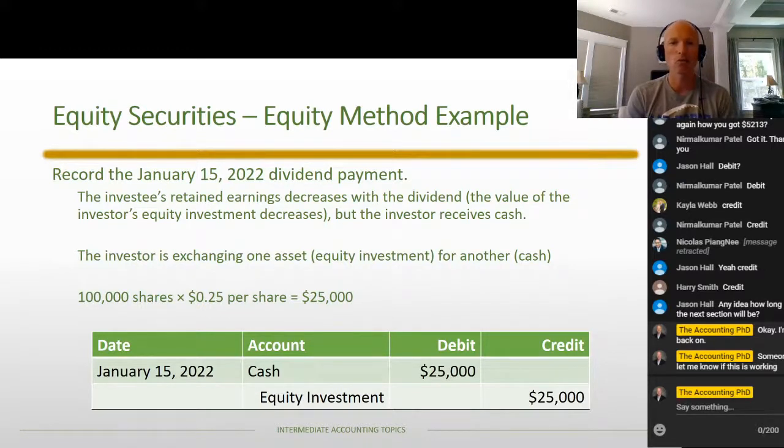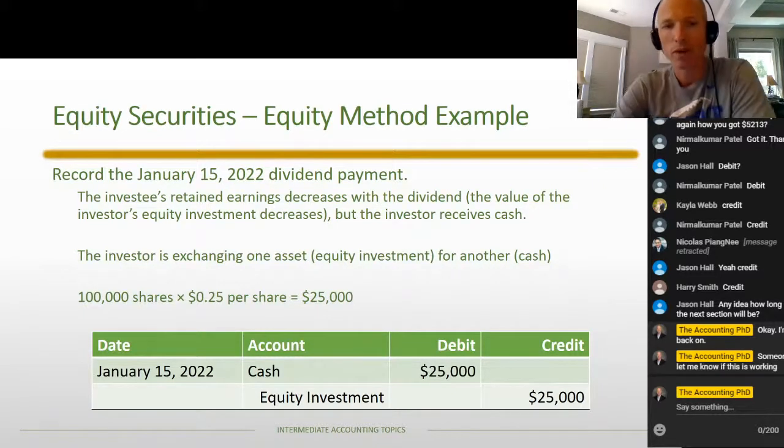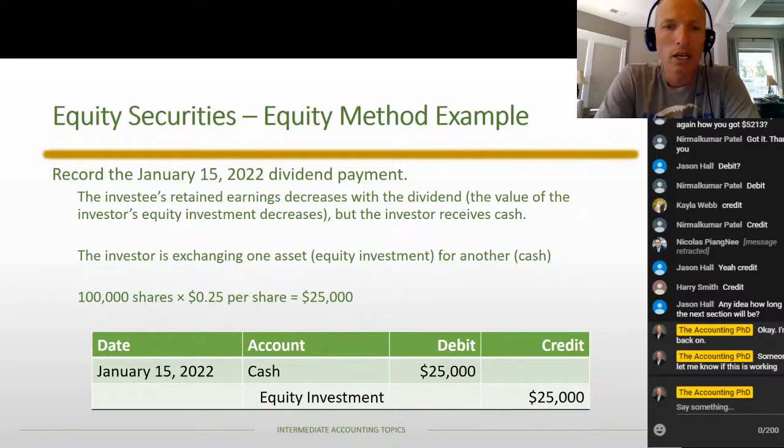Again, the equity investment represents my proportional ownership in that company. And so my proportional ownership reflects a decrease of $25,000. Again, the whole idea here is in total, the investee paid a $100,000 dividend. I'm entitled to 1/4 of that. And so the change of the value of my investment reflects that proportion. Only the shares that I own.